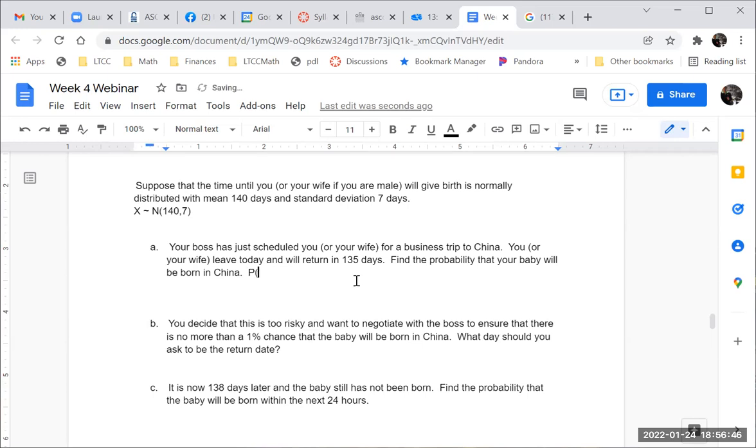Okay, we want the probability that what? Yeah, born in China, but in terms of variables, X less than 135 and actually greater than 0. Turns out that 0 doesn't matter. But let's not even go to the 0 because that's just confusing. So X is less than 135. Okay, because if X is less than 135, that means the baby's born in China. If X is greater than 135, you have returned. Any questions so far? So now that we have that, we have all the information we need: 140, 7, and 135. So go to the calculator.